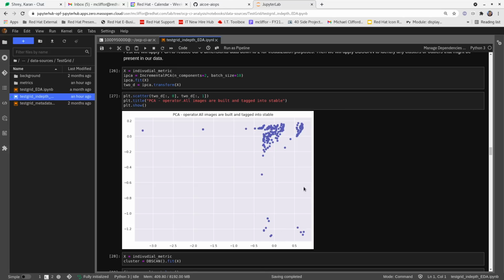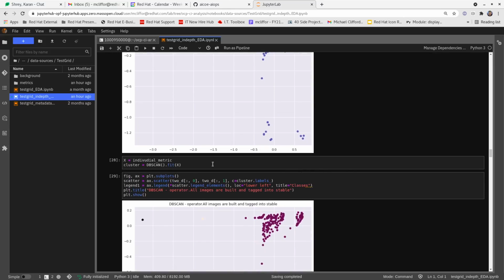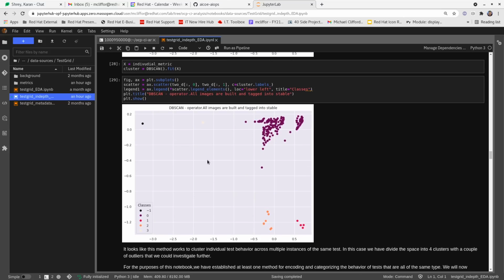just maybe some structure in the data, and then we apply DBSCAN and cluster the data. Here we see that the clustering algorithm has identified 4 clusters plus outliers. So there's an outlier here, a couple of clusters. So some structure has been found in the data.